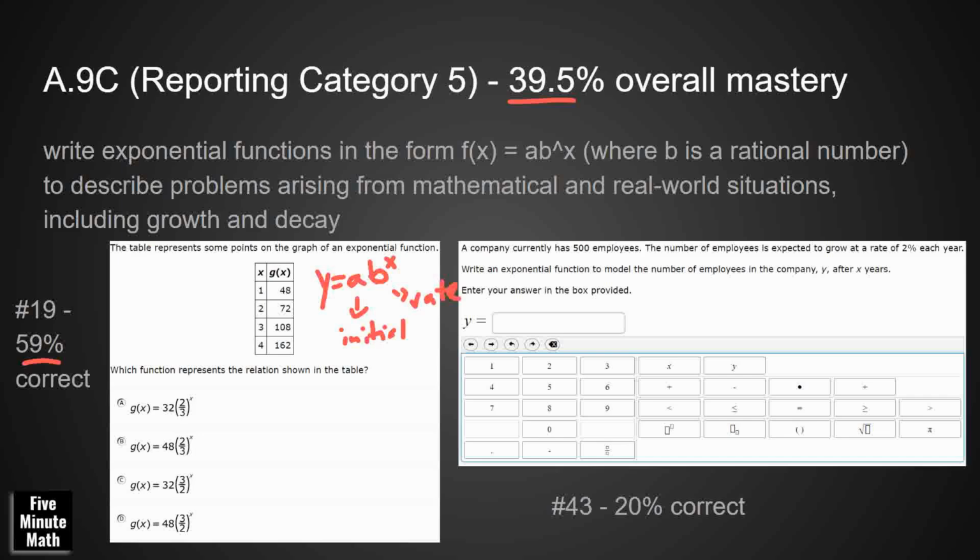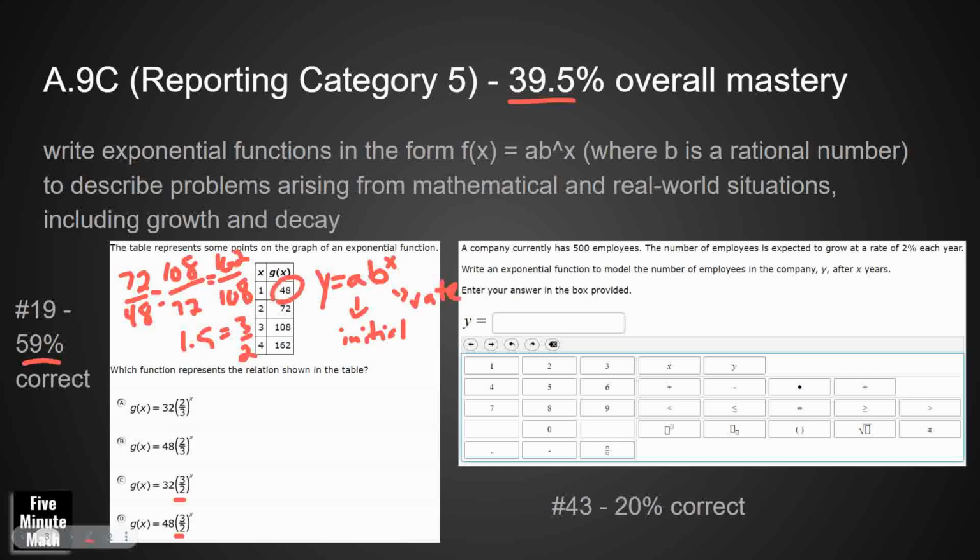Well, we can take 2 points and we can divide them, right? So we can take 72, divide it by the previous point, and that would be 48. Or we can take 108, divide it by the previous point, 72, or we can take 162 and divide it by the previous point, and all three of these will get us 1.5. Since we're dealing with fractional form, let's write it as 3 over 2. So you see we've got some options right here, 3 over 2, 3 over 2.